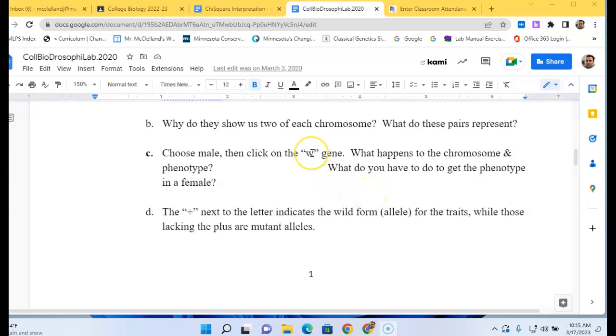When you click on to make it a male fruit fly on the chromosome editor, you notice you lose an X chromosome. Males have one X. And then in order to get the female fly to have white eyes, you have to make both chromosomes with the recessive allele.